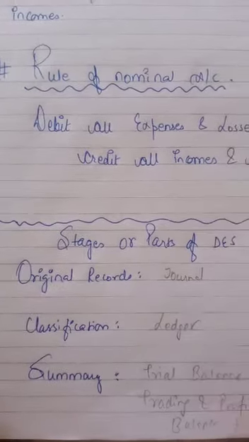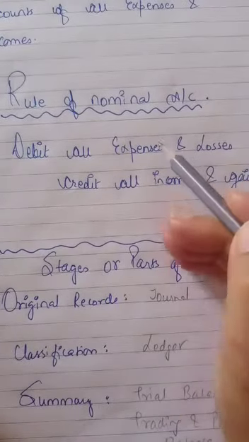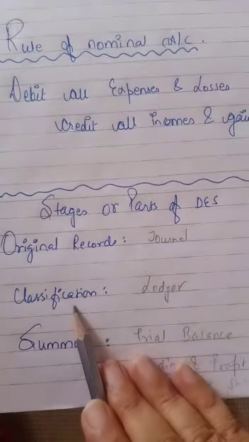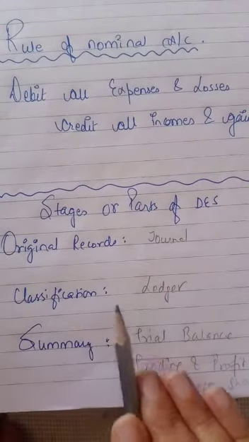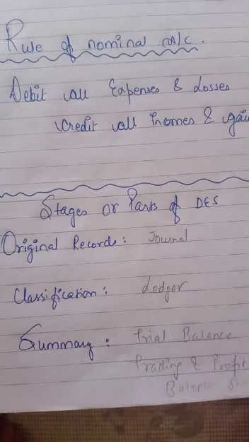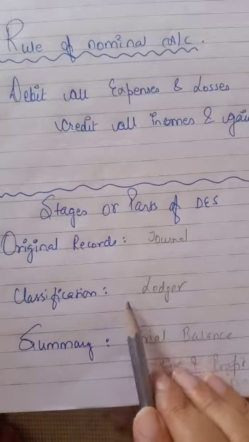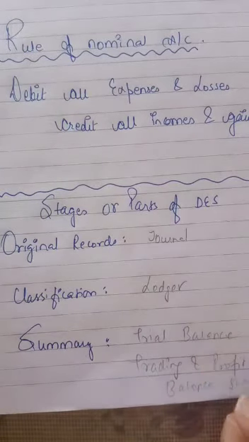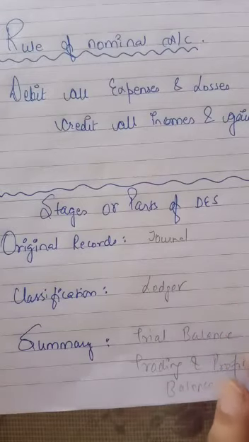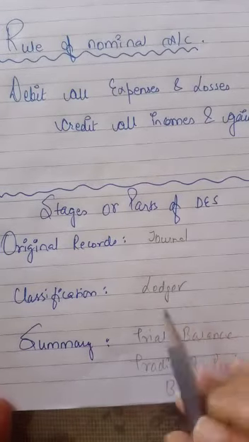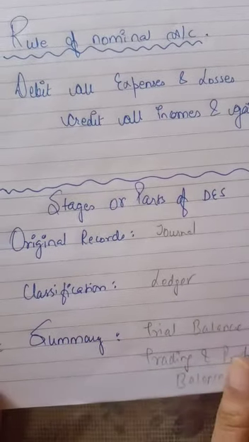Means in journal you have written all the transactions date-wise at one place, but when you do the classification, you will record all those transactions in ledger in separate places. Cash related transactions will be recorded in cash account, then purchase separately in purchase account, sale account, debtor, creditor, capital, everything you will record separately. That is called ledger, and that is called classification.